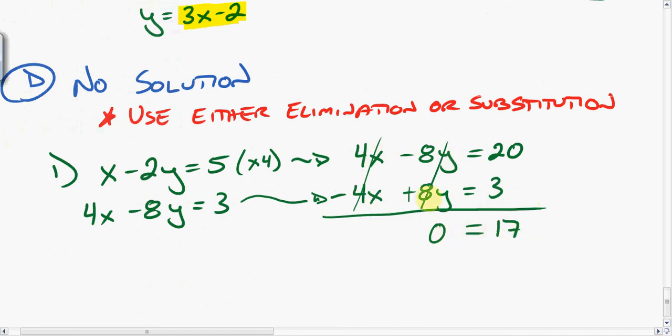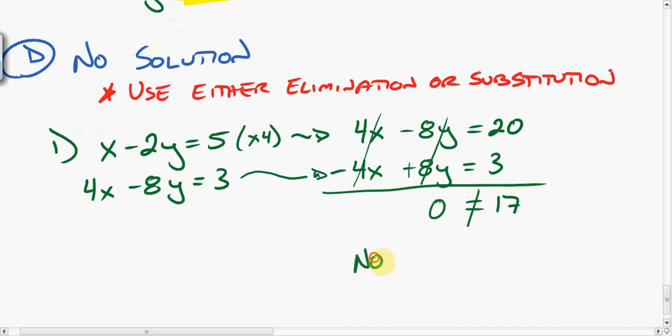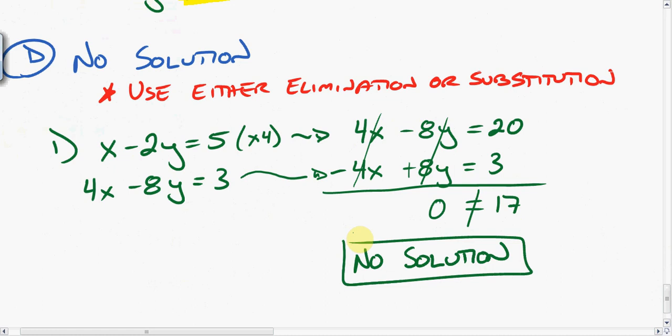Two numbers, all the variables canceled. Two numbers, they don't equal each other. So we know we have no solution. And that's the end of section 3.2.